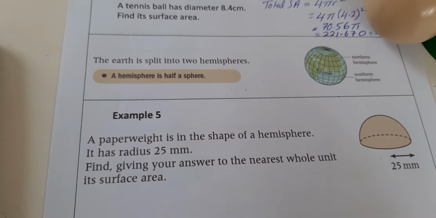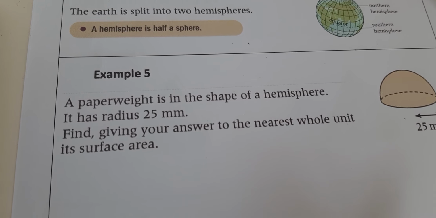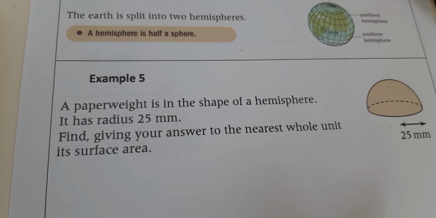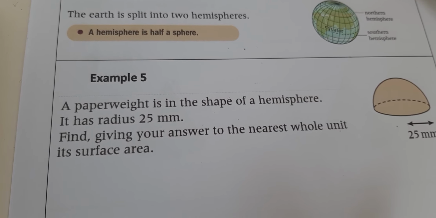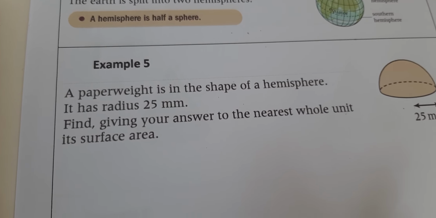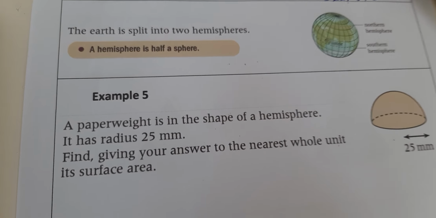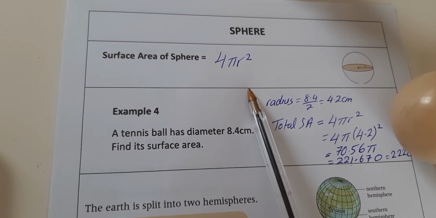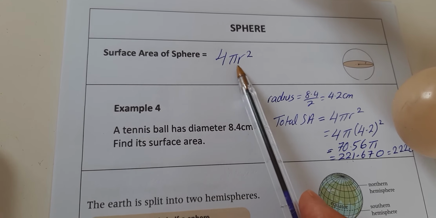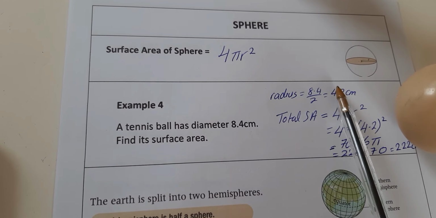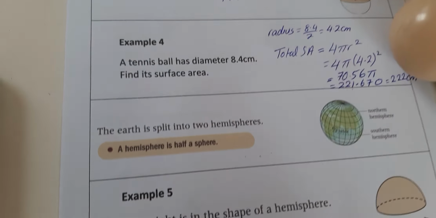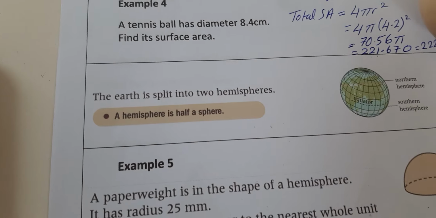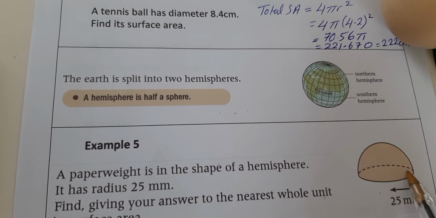So a paper weight is in the shape of a hemisphere. It has a radius of 25 millimeters. Find, giving your answer to the nearest whole unit, its surface area. So we're going to split it into 2 parts. We need the curved surface area, which is this formula that we have here, but divided by 2, so we don't want the whole of this. So we want the curved surface area plus this circular bit here on the bottom.